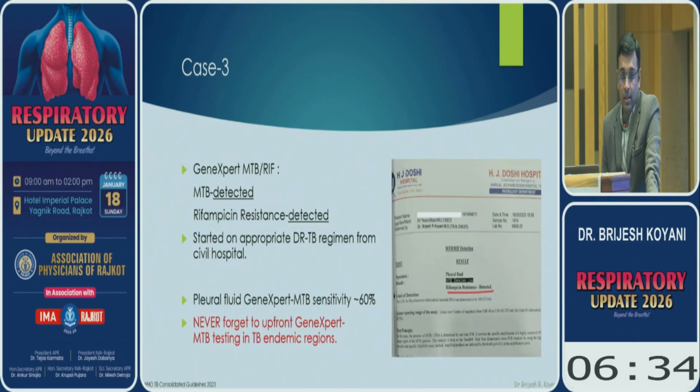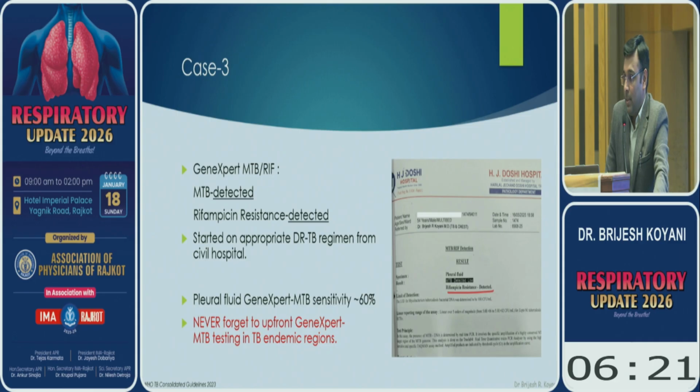So we sent the GeneXpert. You can see the report. Pleural fluid GeneXpert showed MTB detected along with rifampicin resistance detected. Thankfully, our DTC Rajkot is doing very well in the management of DRTB cases. So we sent the patient to the hospital and started the appropriate DRTB regimen.